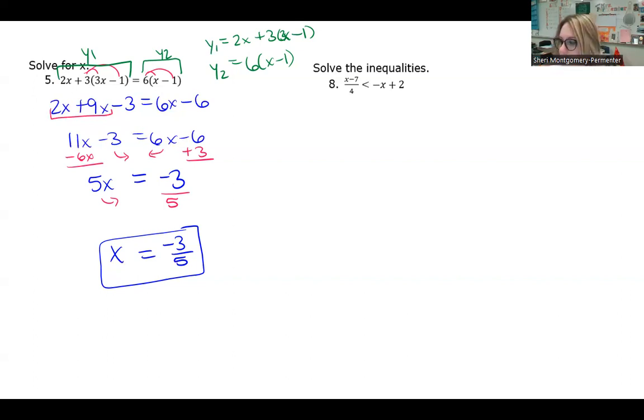Sometimes you have to zoom out if the x value is bigger than 10. So for question 6 and question 7, the x value is bigger than 10. So you would have to zoom out to see the intersection, or you can just solve them.